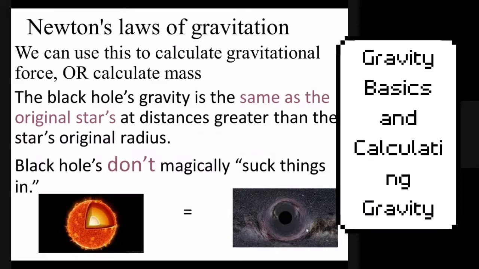So black holes have the same mass that they did before they became black holes, which means they have the same gravity as they did before they became black holes. The only difference is you can get a lot closer to a black hole than you could a star. If you try getting this close to the star, you'd burn up. You can get much closer to one of these, which means you would be able to feel more gravitational force. So black holes are no different than any other massive object.